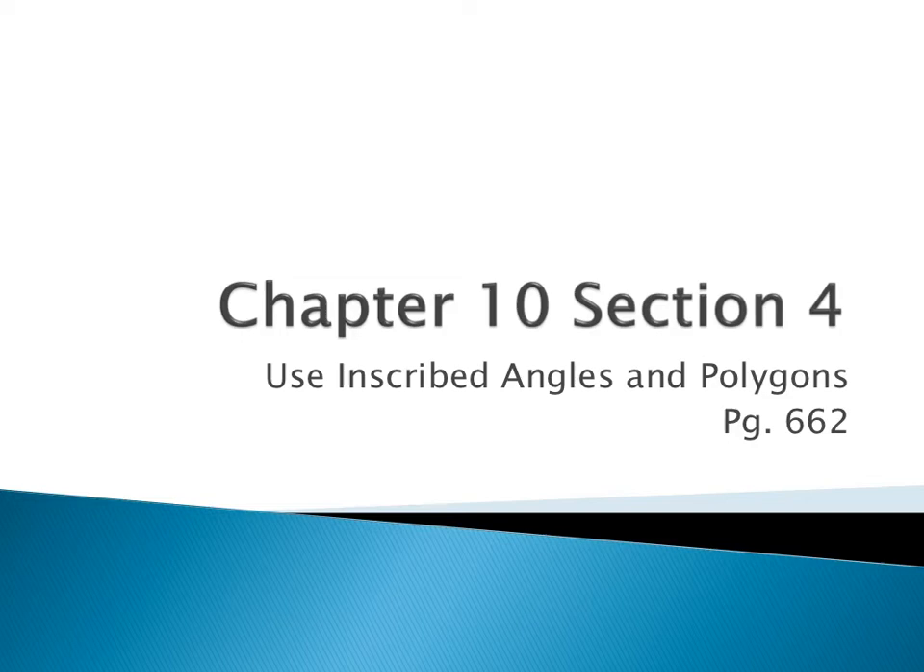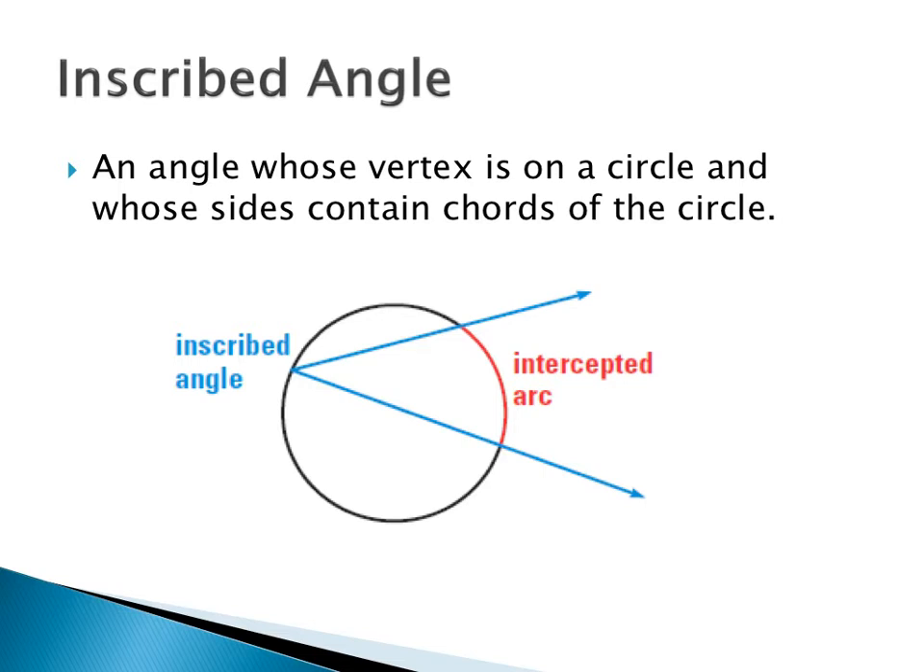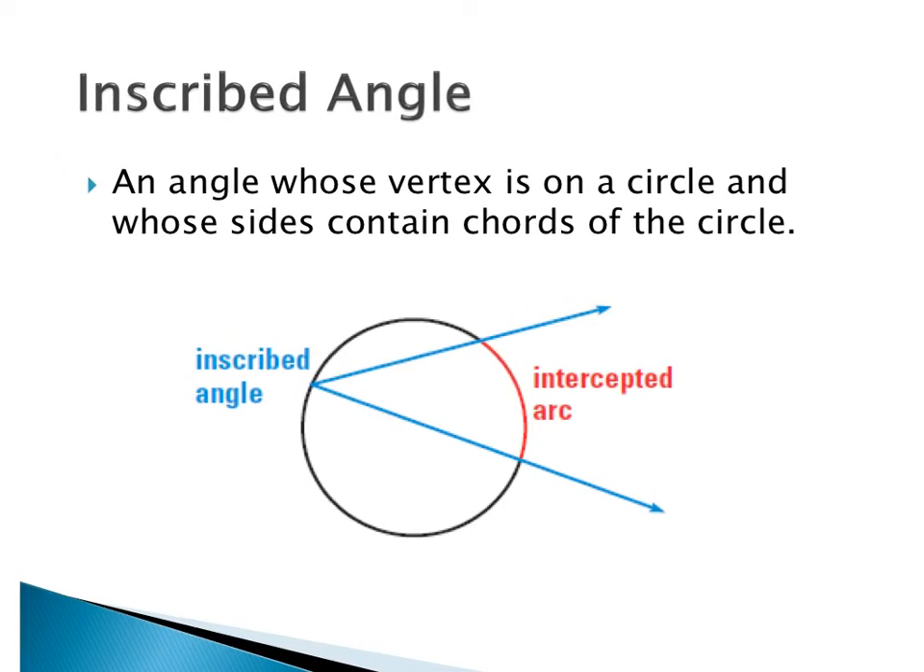Today we're going to cover section 4, and we're going to learn how to use inscribed angles and inscribed polygons. So the first thing we have to do is define what an inscribed angle is. An inscribed angle is an angle whose vertex is on a circle and whose sides contain chords of the circle. Prior to this, we learned about central angles.